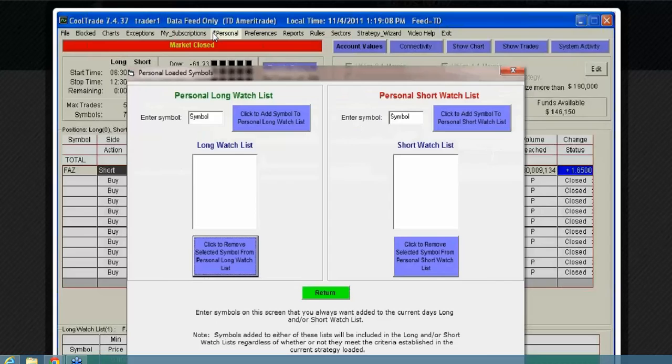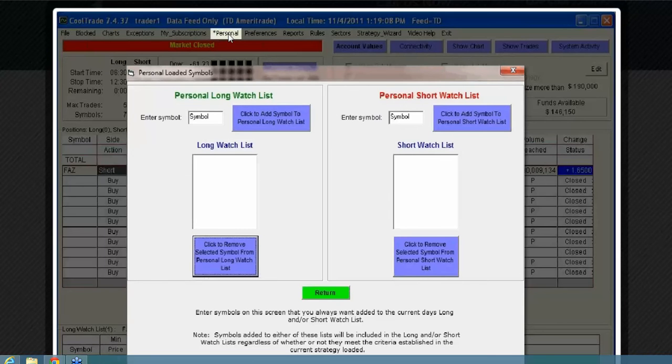Personal. So if you wanted to add a stock into your long watch list or your short watch list, you could do that right here. And that would allow you to go ahead and say you wanted to add Microsoft or JP Morgan to your strategy. You could just very easily enter that into my symbol and then click the button that says add my symbol to my personal watch list. And then the robotic trader will apply the rules of the strategy to that stock.